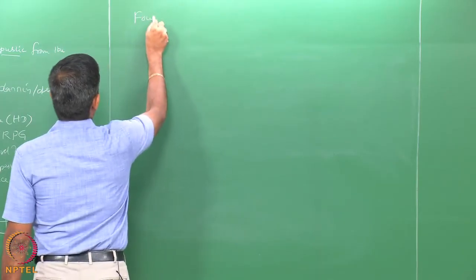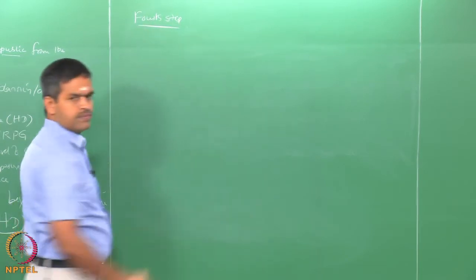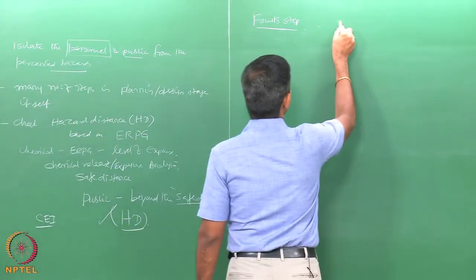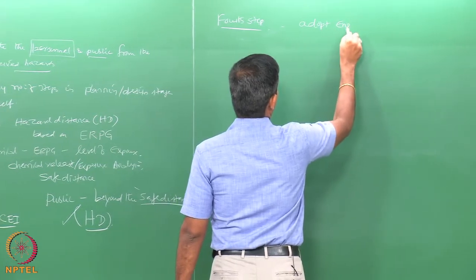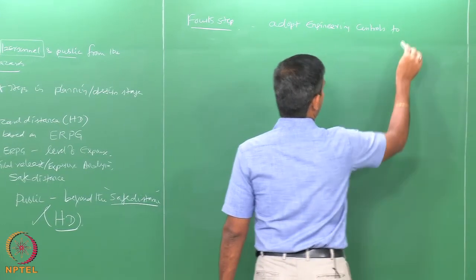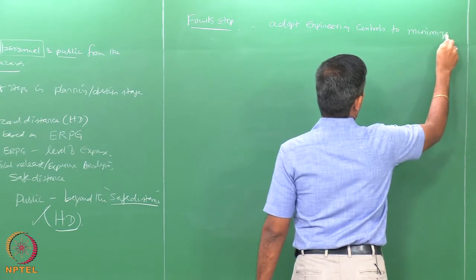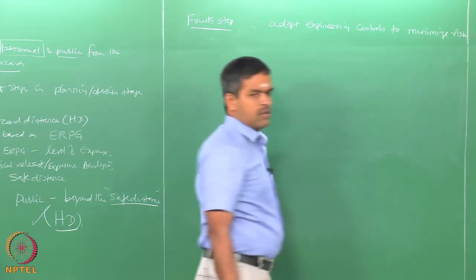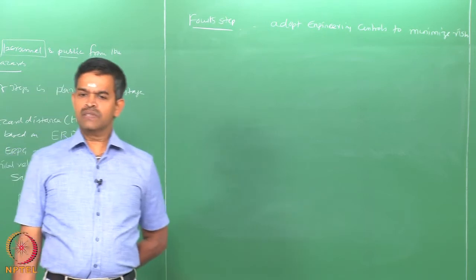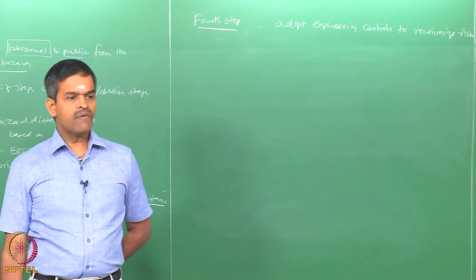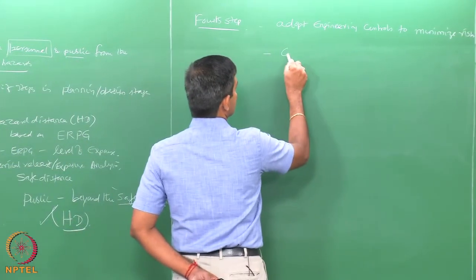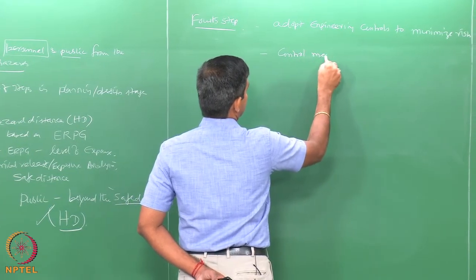Fourth step is adopt engineering controls to minimize the risk. So, one should go for proper control algorithms, networking of sensors and alarms and buses, firefighting systems, both dry, wet and deluge. So, one can go for control mechanisms.